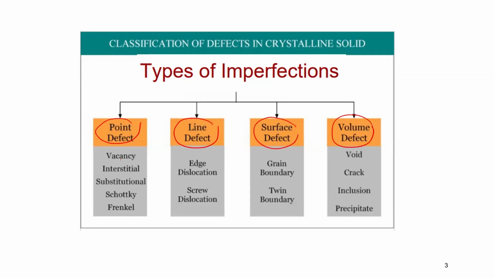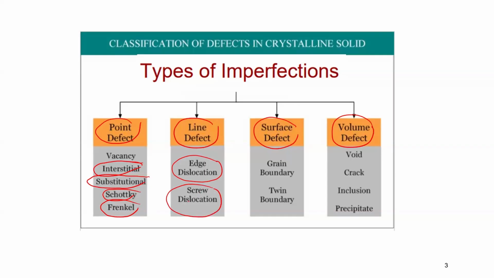Under the point defects, we can have vacancies. Vacancy means you have a missing atom in the repeating lattice. Interstitial, substitutional, I'll show you these with pictures. Schottky defect, Frenkel defect. These are the point defects, related to a point. A line defect is a defect along a line. Edge dislocations and screw dislocations are the line defects.